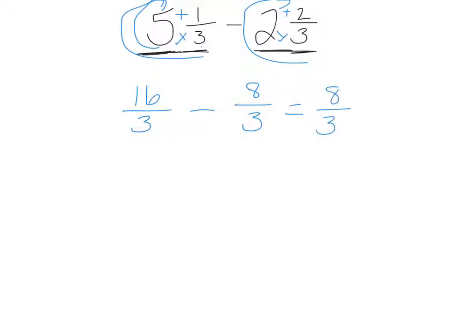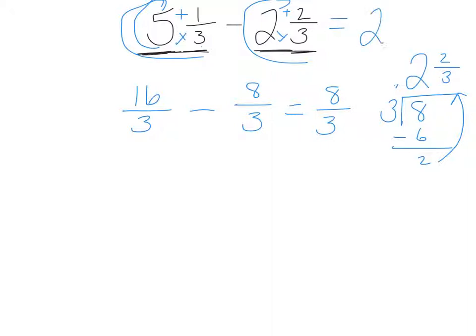And then in order to give my final answer, this is improper, so I need to turn it back into a mixed number. So 8 divided by 3. 3 can go into 8 2 whole times. 2 times 3 is 6. When I subtract, 8 minus 6 is 2, so my fraction would be 2/3. So 2 and 2/3. So the first way is to make both fractions improper.